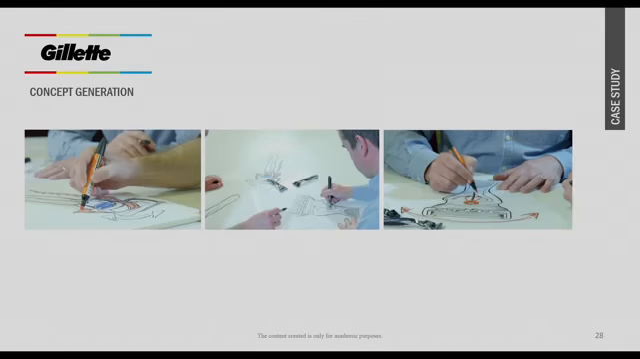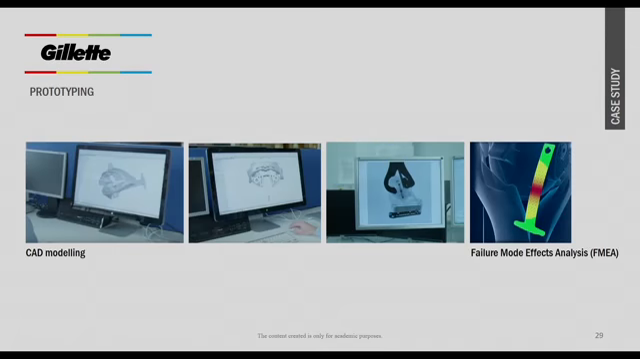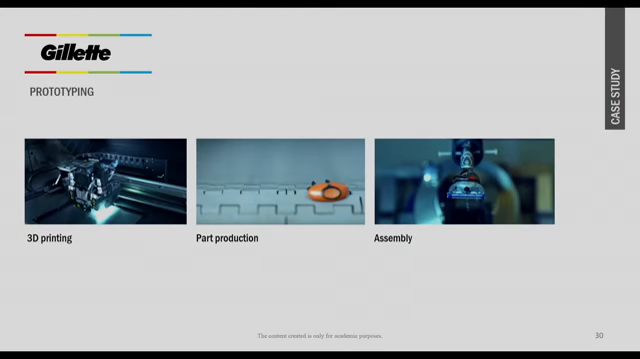Then they generated different kinds of concepts. From those concept generations, they moved ahead to the prototyping phase. In the prototyping phase, they made CAD models, they checked the failure mode effect analysis, and then they went for 3D printing, they did the part production and they assembled the product.